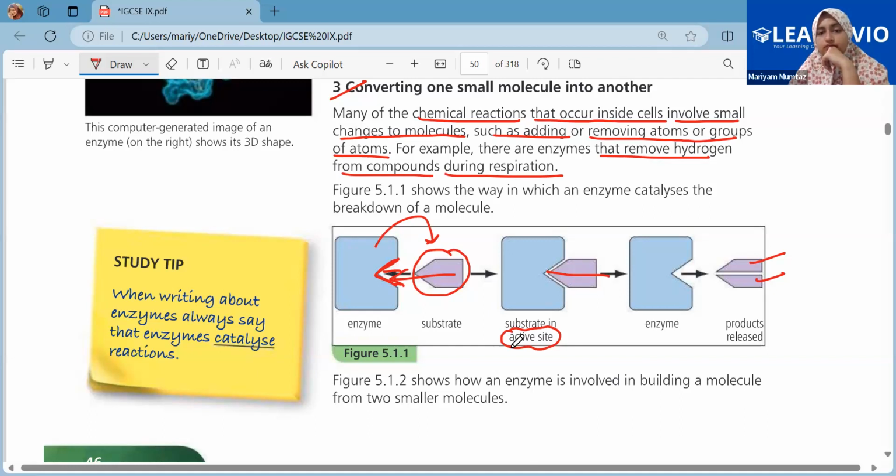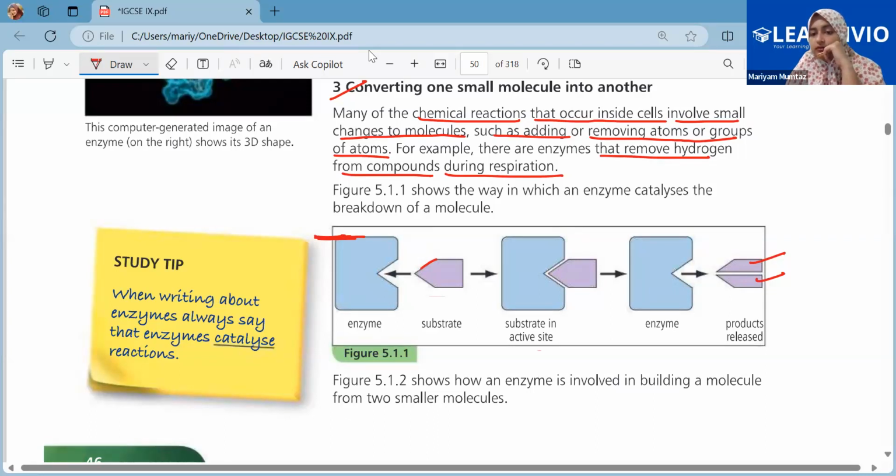So in the figure, the process starts from the product release and it binds with the active site. What? So in figure 5.1.1, the first thing that happens is the substrate binds with the enzyme, then there's the released product. The products are released after being formed.